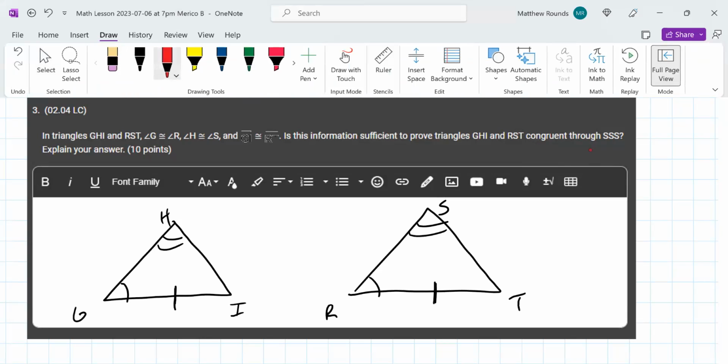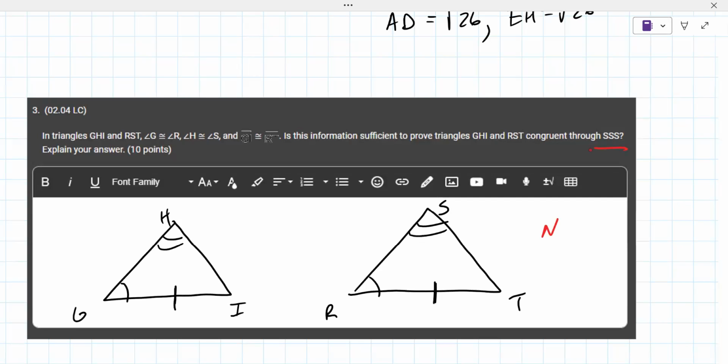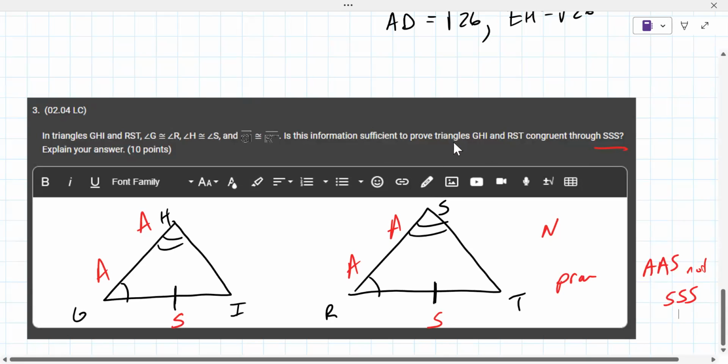The answer is no, because you have a side, an angle, and an angle. So you actually can only prove angle, angle, side, but not SSS. So you have to say that there's not sufficient information because you have an angle, angle, and a side.